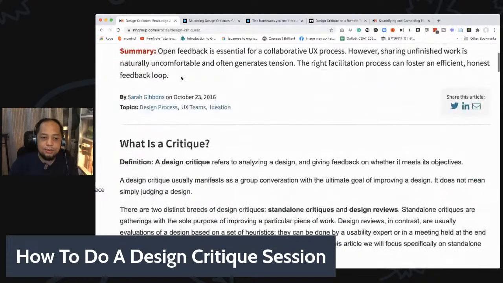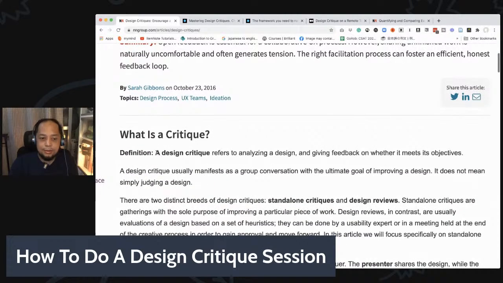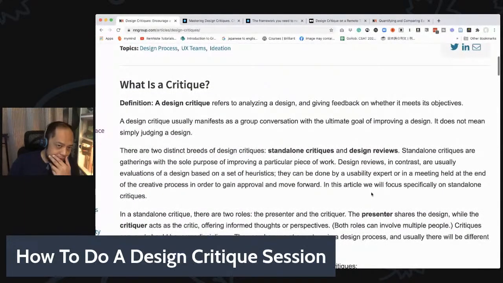Okay, what is a design critique? It refers to analyzing a design, giving feedback whether it meets its objectives. A design critique usually is a group conversation with the goal of improving a design. Okay? For me, the value of a design critique is when we do this with either marketing or with the devs or with the product owners, not only with designers. So we have a group common understanding of the design direction.